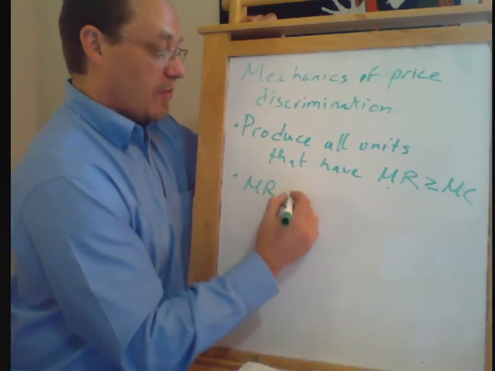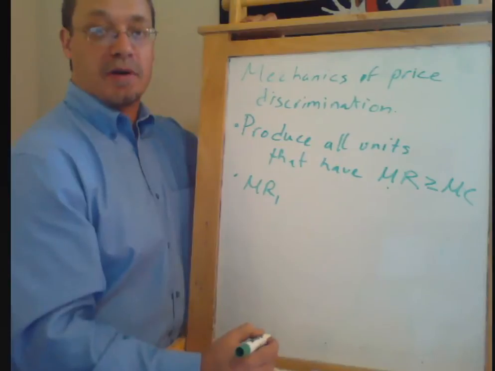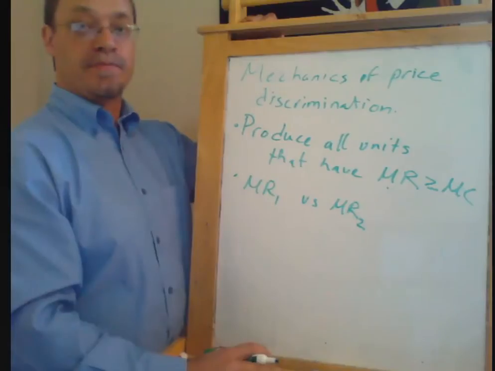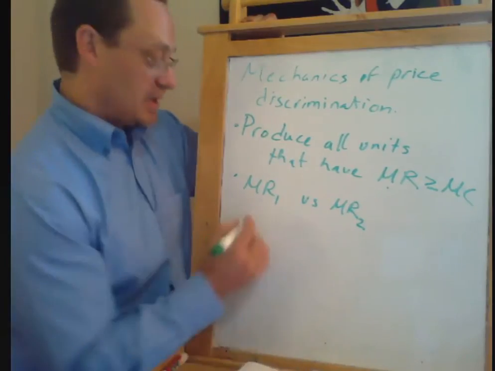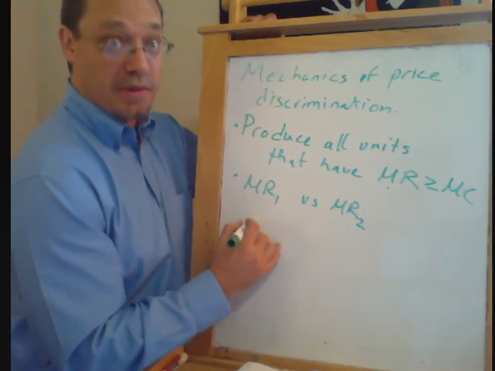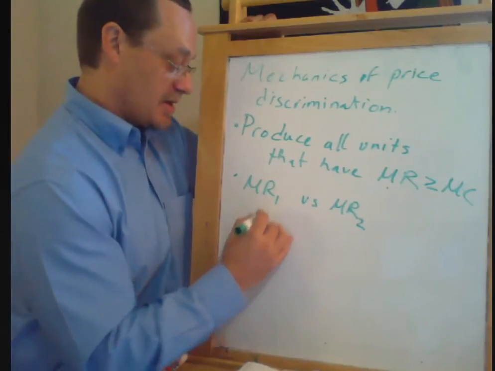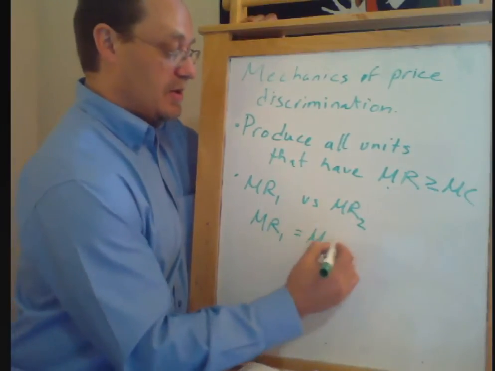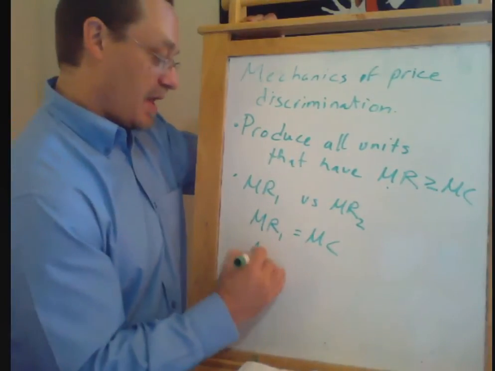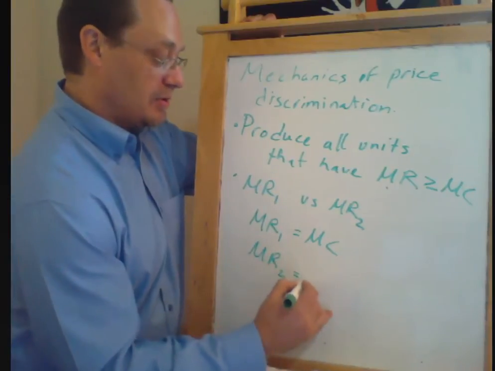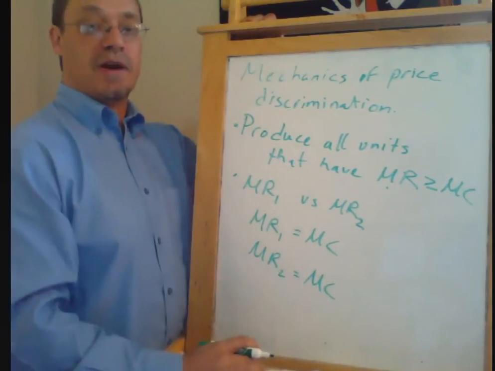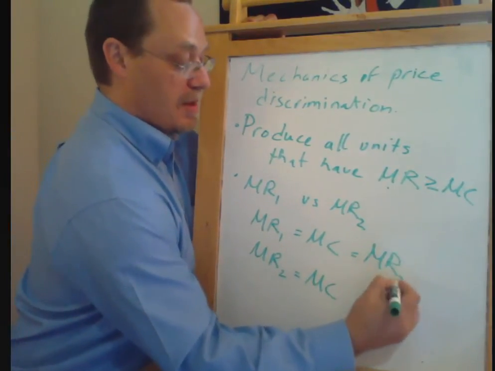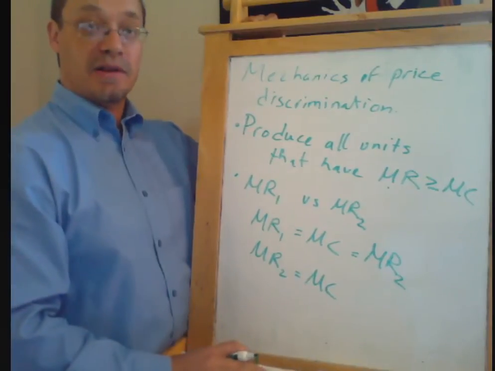So we'll think about marginal revenue in market 1 versus marginal revenue in market 2. And what we're going to see here is that ultimately we're going to be looking for a couple of conditions to be fulfilled simultaneously. The marginal revenue in market 1 should equal the marginal cost of production, and the marginal revenue in market 2 should also equal the marginal cost of production. And so we could put all those together, and we're looking for kind of a double equality here.